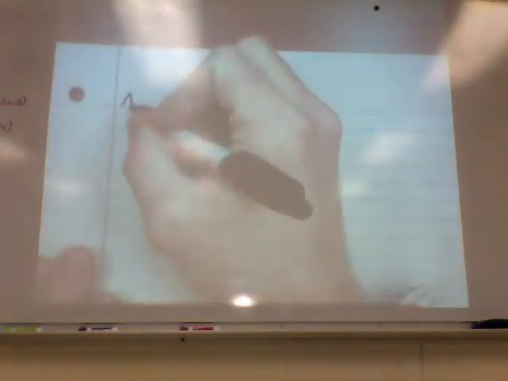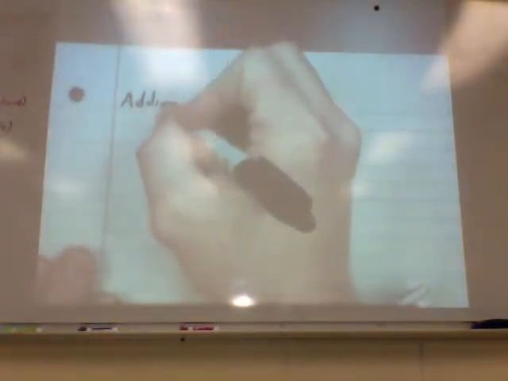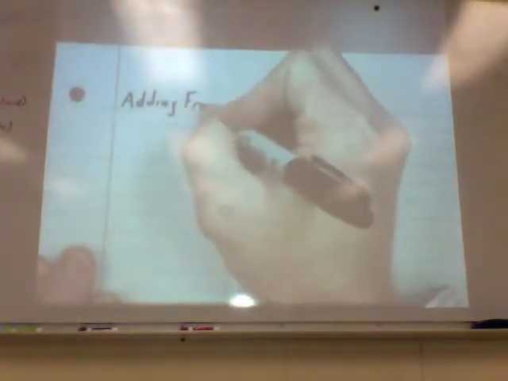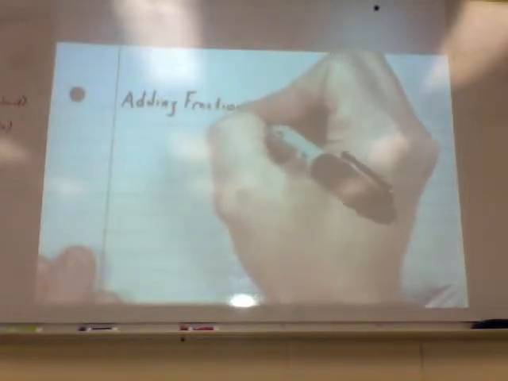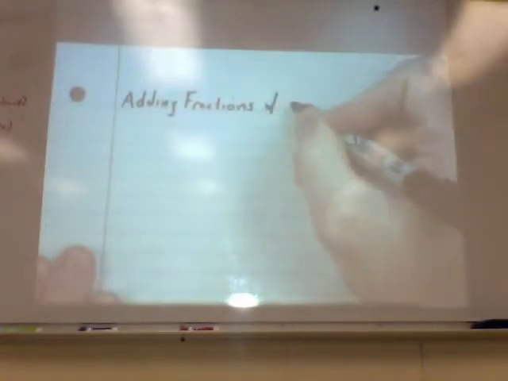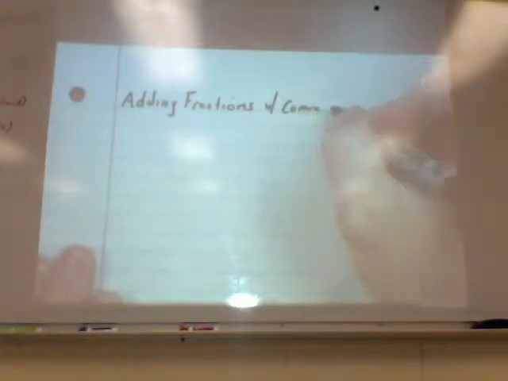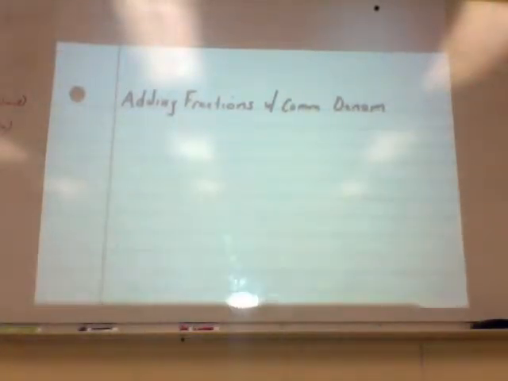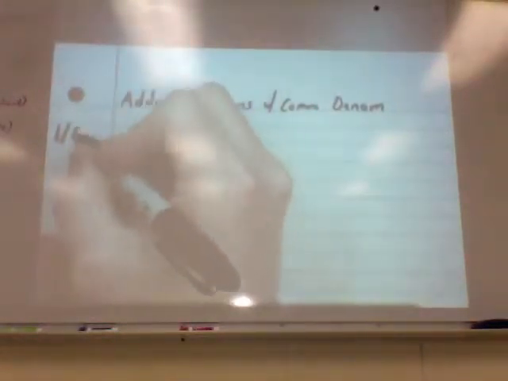Alright, so we are going to get started on adding fractions with common denominators, which will be a little bit different than what we've worked on so far, but we're going to call this adding fractions with common denominators. Okay, and our date today is 1/28.